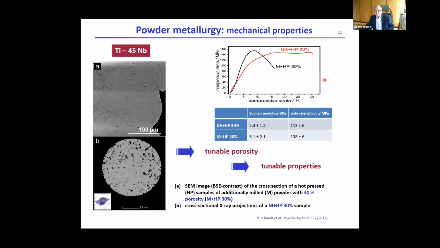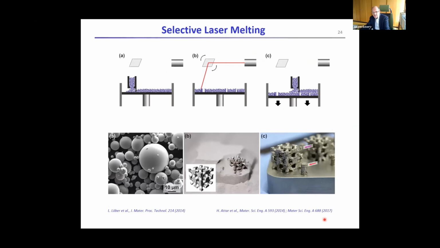Nevertheless, this is just shown on the upper part of the slide here. Even if you do this for porous materials with, in this case, 30% porosity, you still maintain mechanical properties that are sufficient for creating implants out of this. So powder metallurgy is an alternative route.